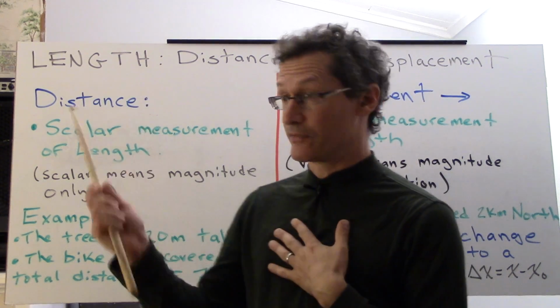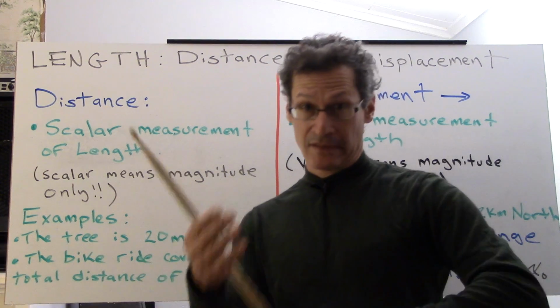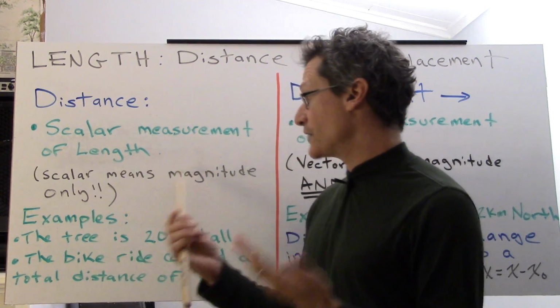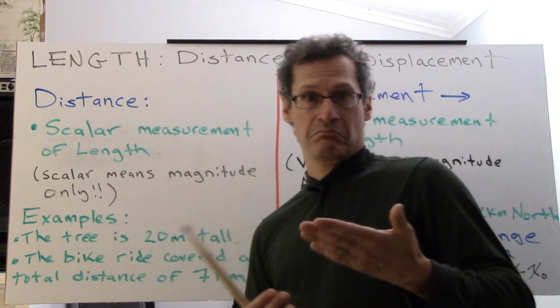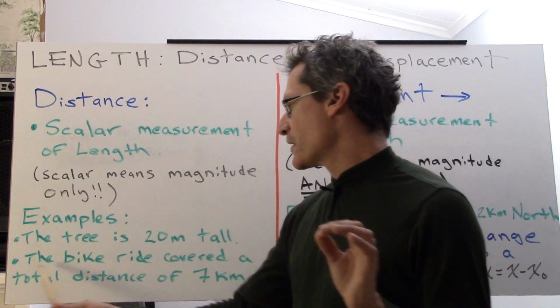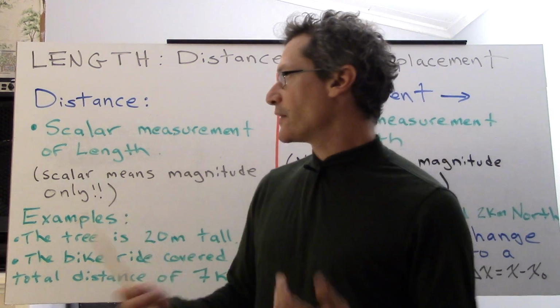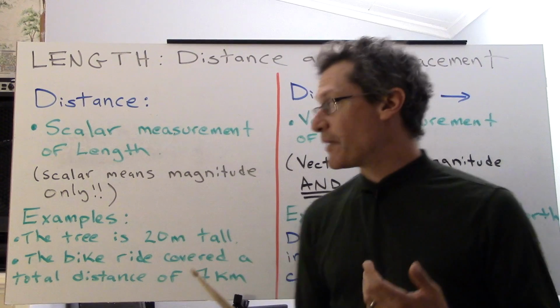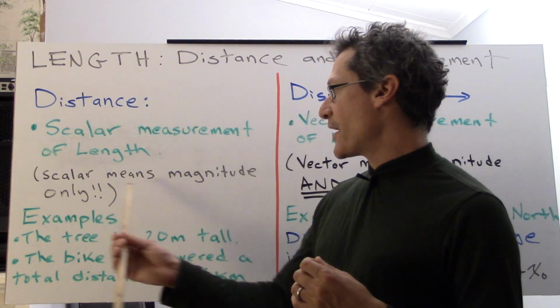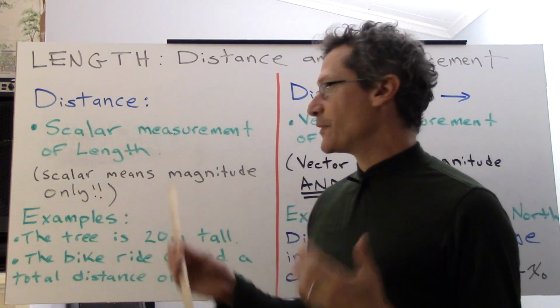The examples of distance are the tree is 20 meters tall. The distance of that tree is 20 meters. That's its distance, pretty much from the ground to its crest or canopy. The bike ride covered a total distance of 7 kilometers. Again, we're not concerned about anything but the amount of length, and that would be distance.